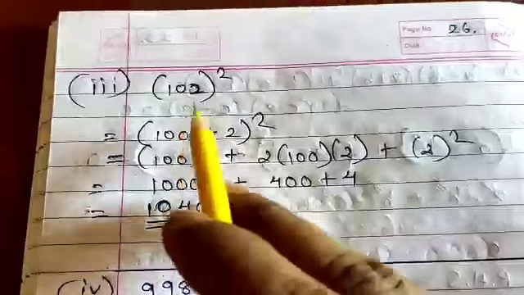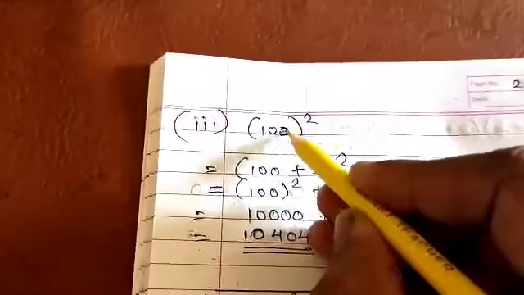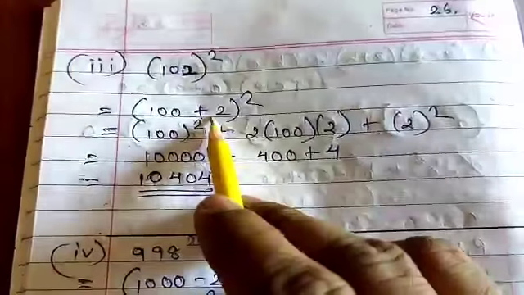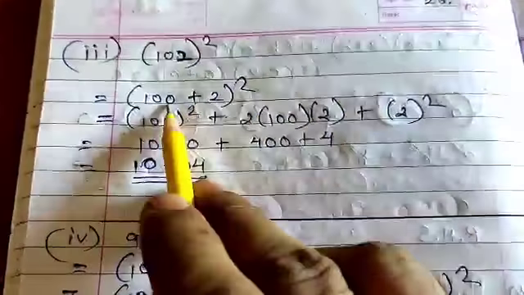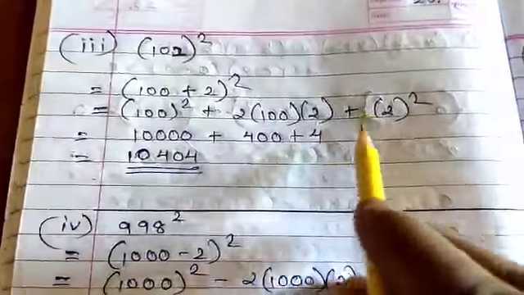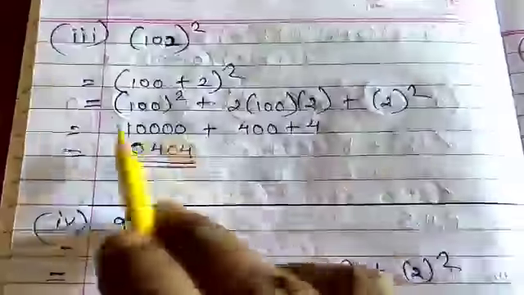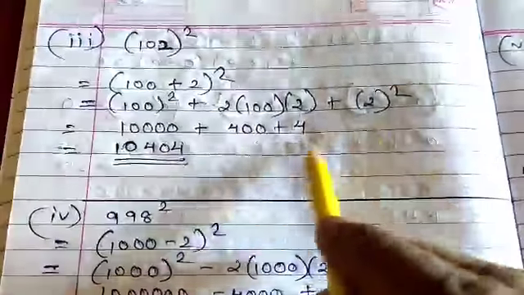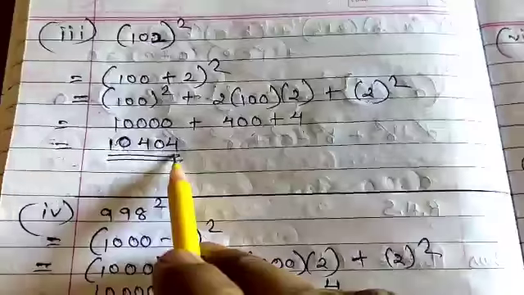Then next one is 102. So its nearest to 10 value is 100 only. So 100 plus 2 the whole square. Then square of first term plus 2 into first term into last term plus square of last term. Then square of 100 is 10,000. 2 into 100 into 2 is 400. Square of 2 is 4. When you add, you will get 10,404.